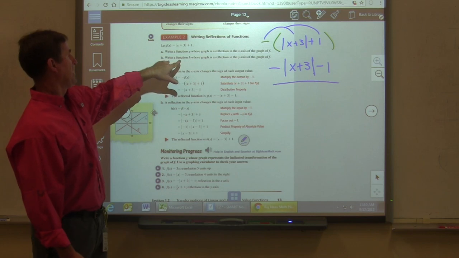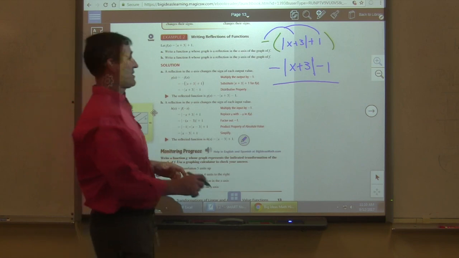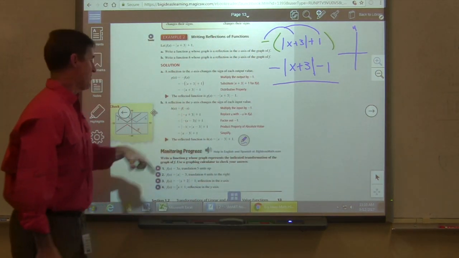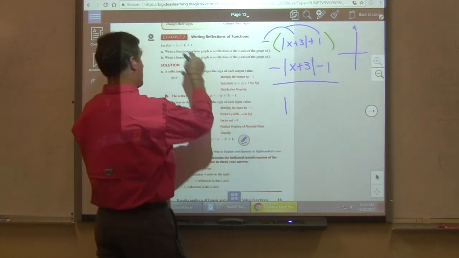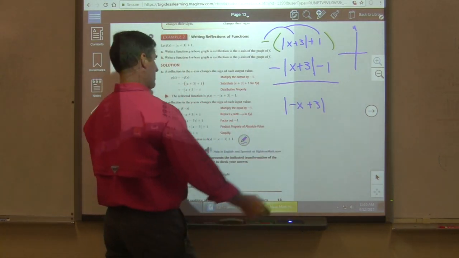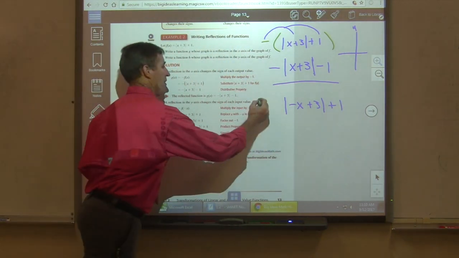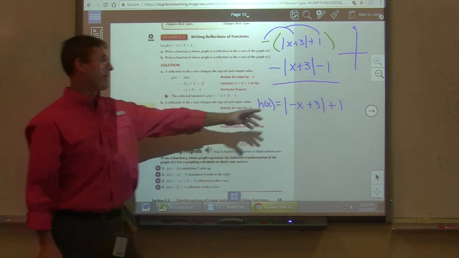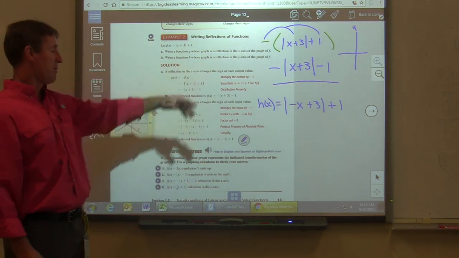In B, it says, write a function h whose graph is a reflection in the y-axis. Well, reflection in the y-axis, remember, this is my y-axis, so that's horizontal, so now it just affects the x. So we take this function again, but now it affects just the x, so we put negative x plus 3, plus 1. Because it doesn't affect what's outside. And that would be our h of x. Now this is where the book simplifies it, but we won't go ahead and do that. They pull a negative sign out. We'll just leave it like that for now. You can change it when you put a number in for x.